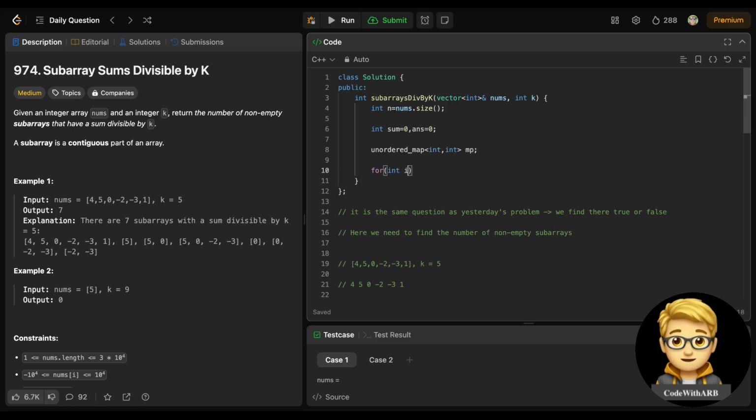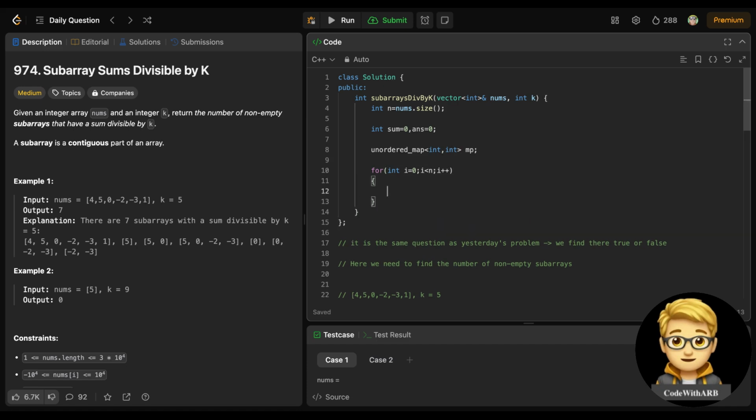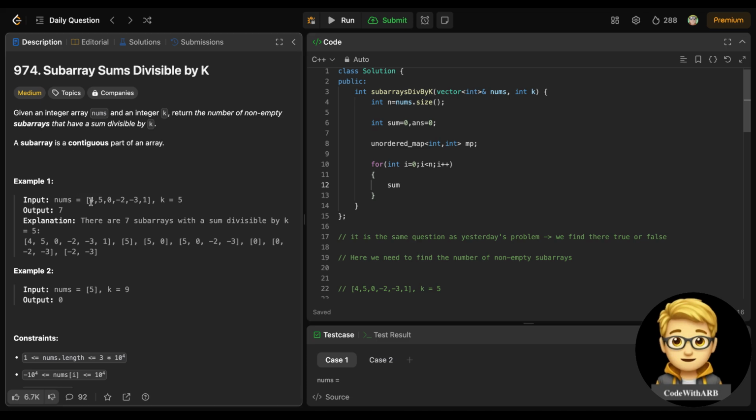Now we will iterate in this nums array. I will start taking summation of this. So now, if you see what we are doing, we will start taking summation of the numbers.